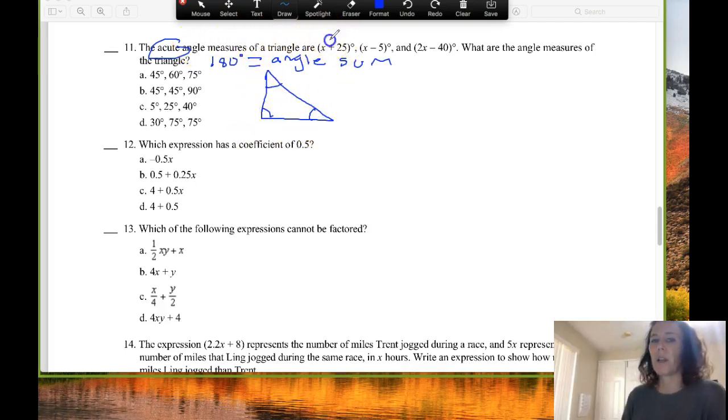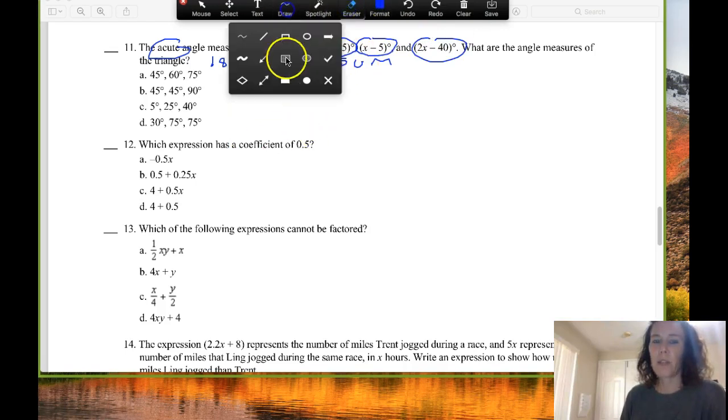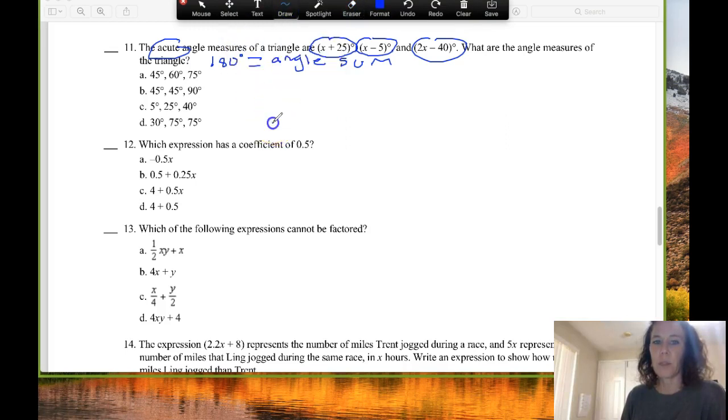Acute angle measures of a triangle are x plus 25, x minus 5, and 2x minus 40. This looks like a right triangle, so I'm just going to erase that and draw us an acute triangle. Maybe something more like this. All the angles are less than 90. So we would have maybe an x plus 25 here, an x minus 5 here, and a 2x minus 40 here. This is definitely not to scale. There's your three angles. Now you know all the angles add up to be 180. So what are the angle measures of the triangle?